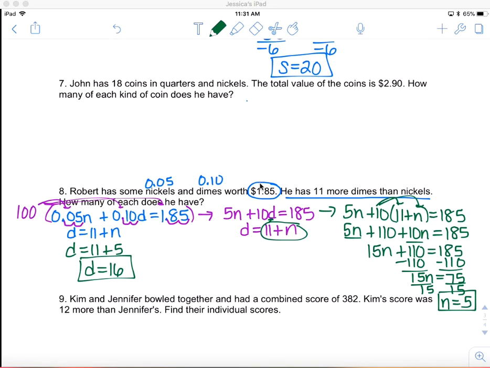When you're setting up number 7, be careful. You're going to have one equation dealing with the total number of coins, so something is going to equal 18. And then you're going to have one equation dealing with how much money you have. Remember, you only have to include how much the quarters and nickels are worth with your money equation. You don't have to do it with your 18, your coin equation.